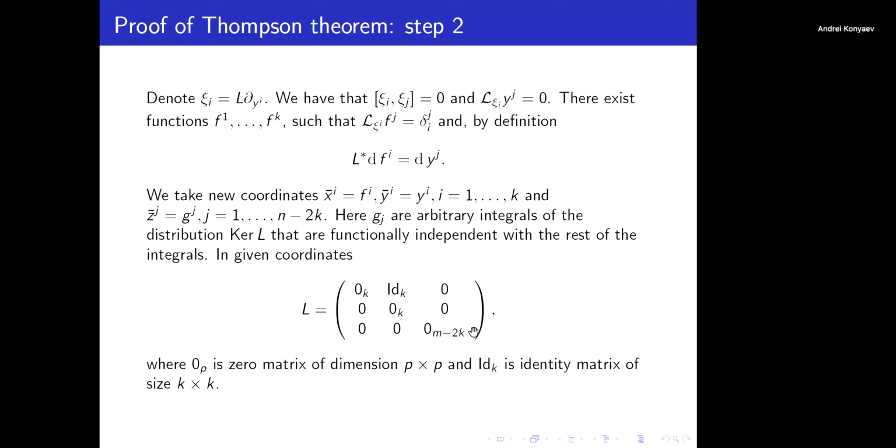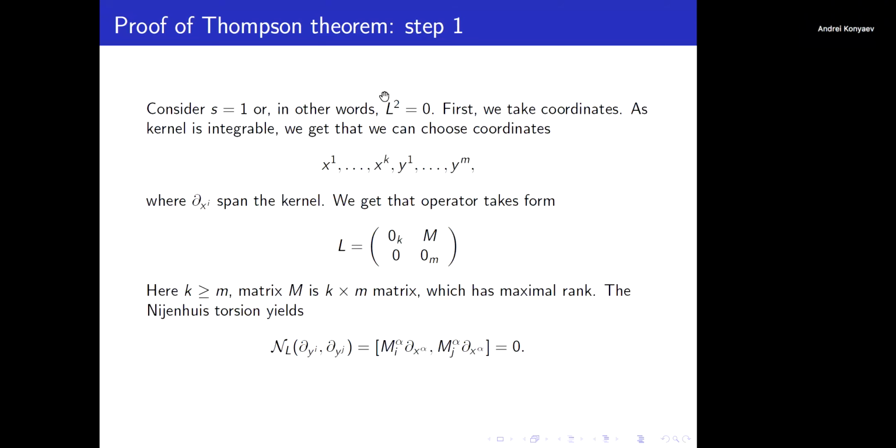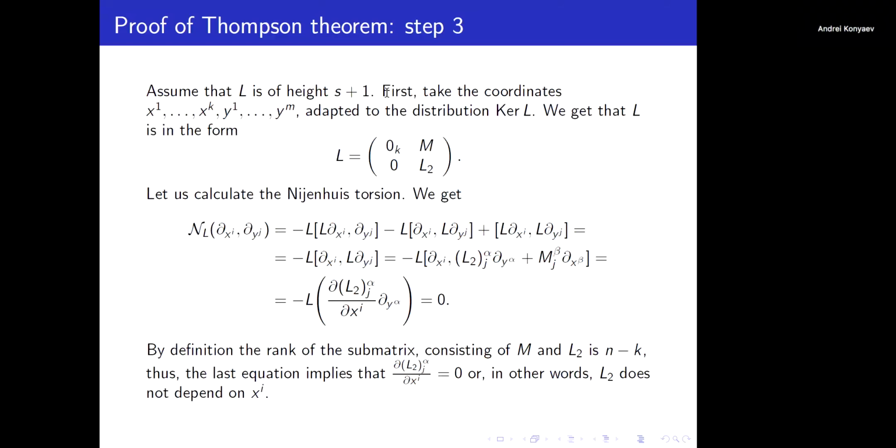Which again, these are typos. It should be inverted. K and m should be inverted. Okay, so this is the first step. What we basically did, we took an operator with this extra condition, yes, and we brought it to constant form. Now, the next step is to do the induction, right?